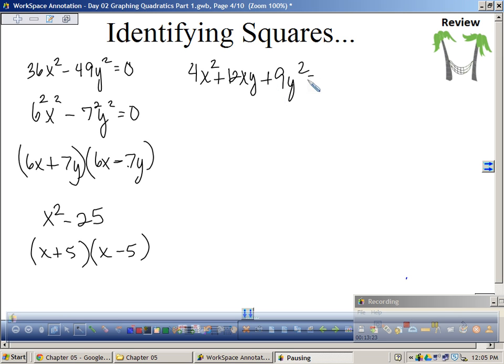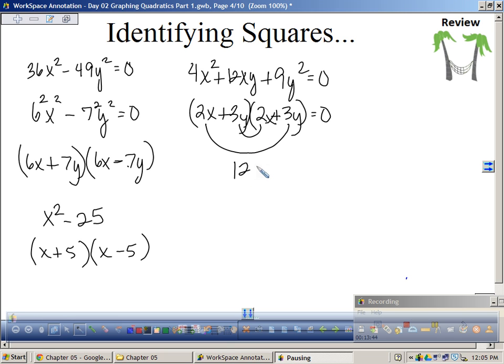Check this out. Watch what happens when I factor it. So this would be a 2x, and this would be a 2x, and what do you think this is going to be? A 3y and a 3y. Rainbows and checks. Does that make 6xy and 6xy, which makes 12xy?